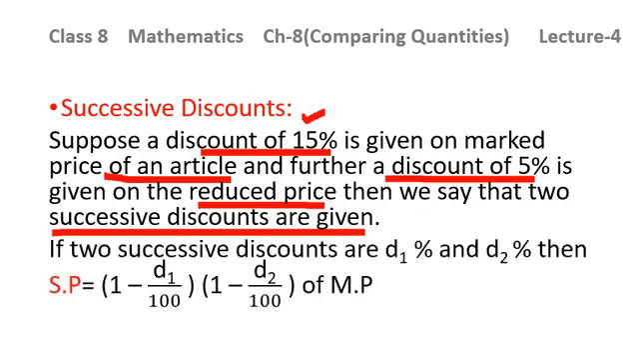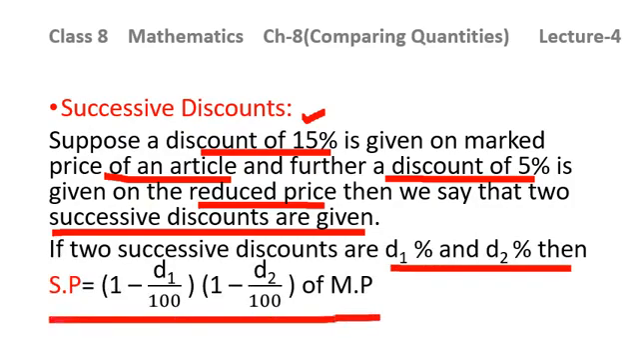If two successive discounts are given to us, that is D1% and D2%, then SP will be given by this formula. If three discounts are given to you, then D3 you can include in the formula. Then the formula will be 1 minus D1 over 100 into 1 minus D2 over 100 into 1 minus D3 over 100 into MP. Here I have taken the case of two successive discounts. So it will be 1 minus D1 over 100 into 1 minus D2 over 100 into MP. You are supposed to calculate this, and if n number of discounts are given, then it can go till Dn. Simple as this.